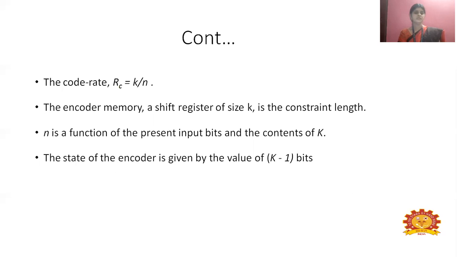Here k is the number of bits present in the message, and n is the number of bits present in the code word. The encoder memory, a shift register of size K, is the constraint length. So n is a function of the present input bits and the contents of K. The state of the encoder is given by the value of K minus 1 bits.